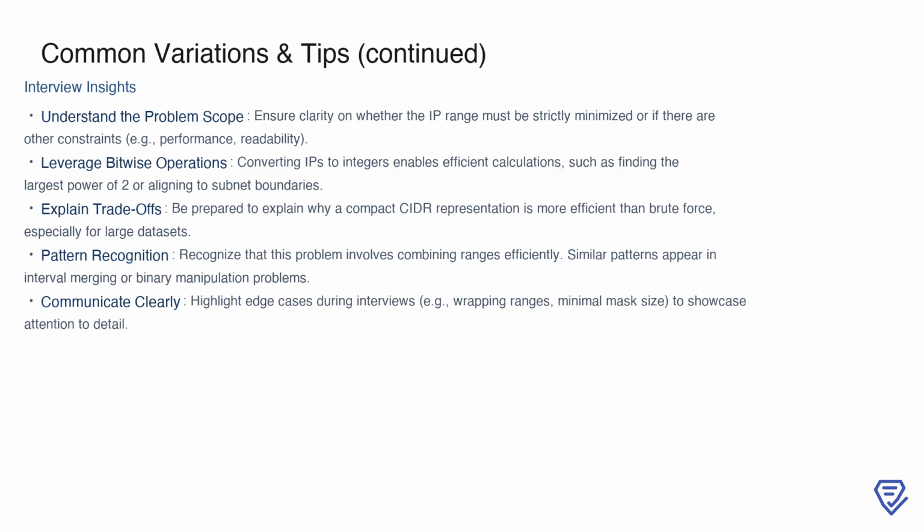Be prepared to explain the trade-offs of using a compact CIDR representation versus a brute force approach, especially for larger datasets. Recognize that this problem is fundamentally about efficiently combining ranges, which is a pattern that also appears in other problems like interval merging. Finally, communicate your thought process clearly during interviews by highlighting edge cases, such as range wrapping or ensuring minimal mask sizes, to demonstrate your attention to detail.